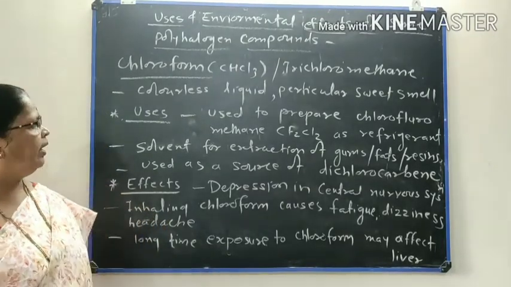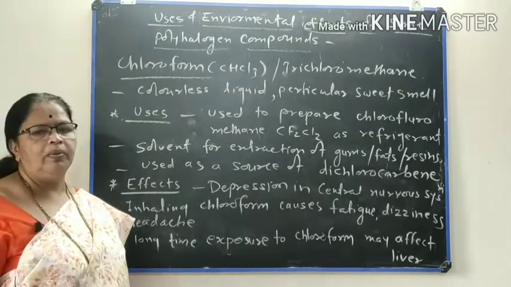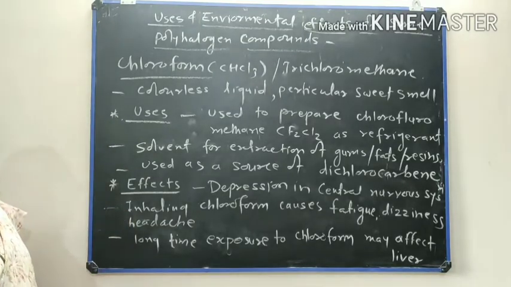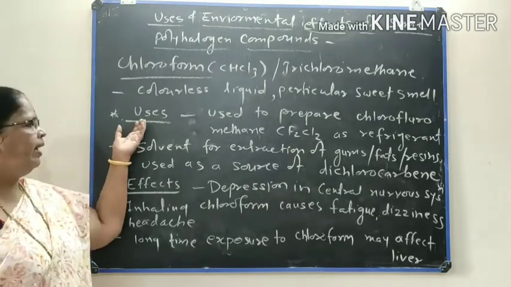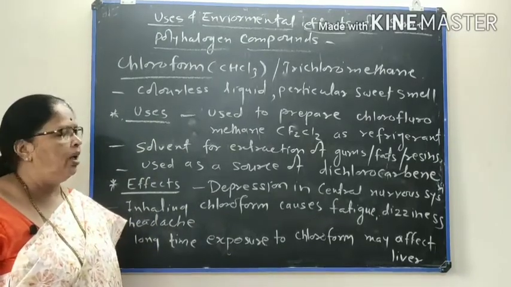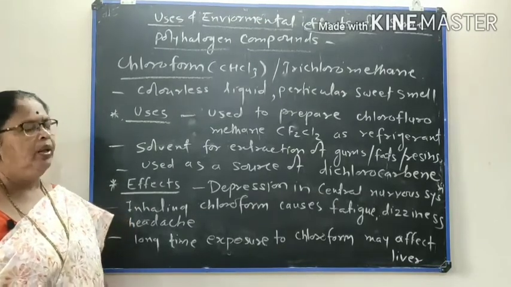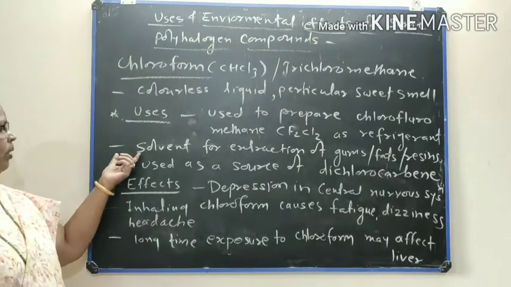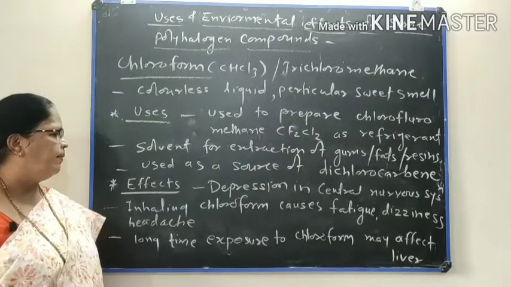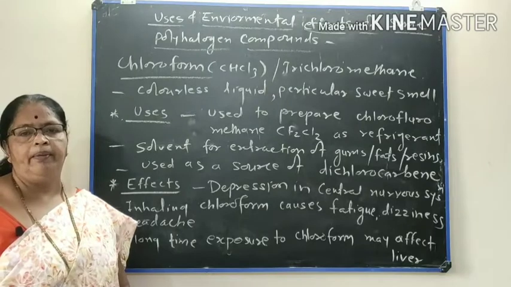Once again, see here, second compound, chloroform. Chloroform has a molecular formula CHCl3, trichloromethane. It is a colorless liquid with a particular sweet smell. Mainly it is used as a refrigerant to prepare dichlorodifluoromethane, which is used for the cooling process in refrigeration. Chloroform is used as a solvent for the extraction of gums, fats and resins. Chloroform is also used as a source of dichlorocarbene.